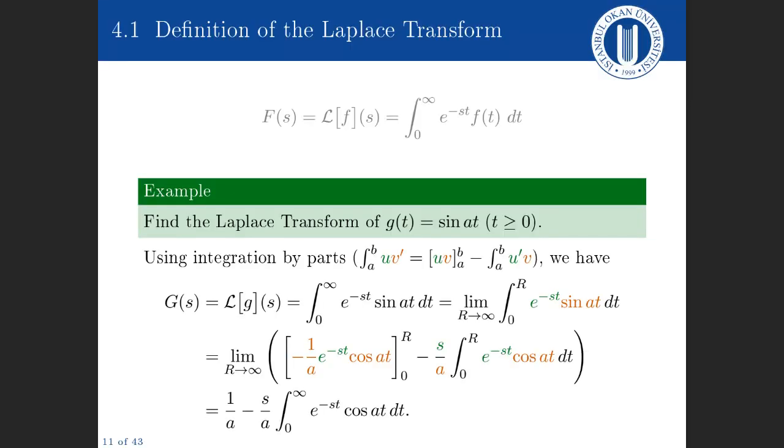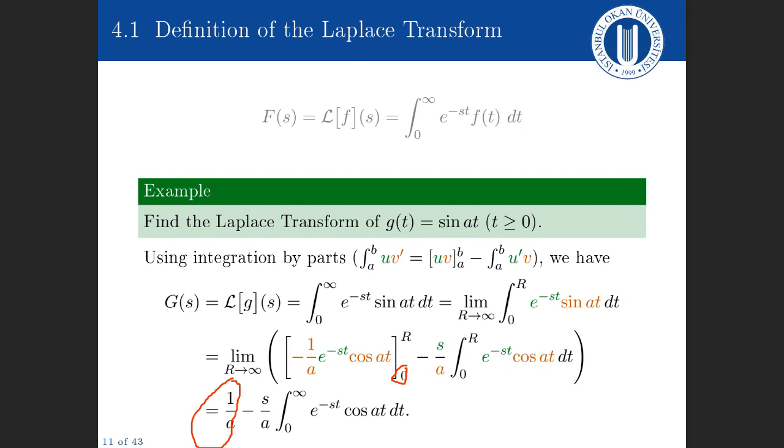Now, the first term, the limit as r tends to infinity of minus 1 over a e to the power minus st cos at, calculated at 0 and r. What do we have? If we put 0 in, we get cos of 0. Cos of 0 is equal to 1, and e to the power 0 is also equal to 1. So if we're using 0, we're just going to be getting minus 1 over a, and then minus becomes plus. That's 1 over a.